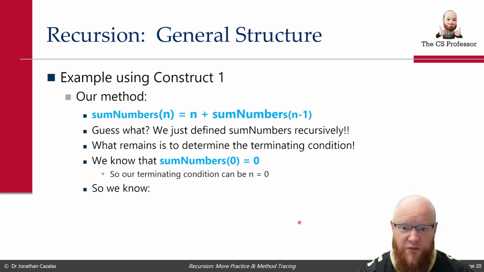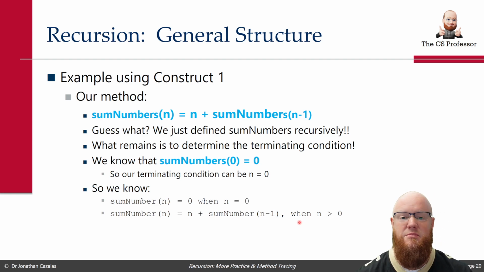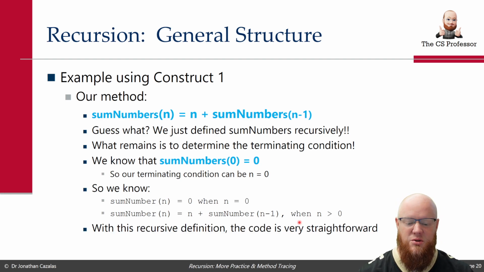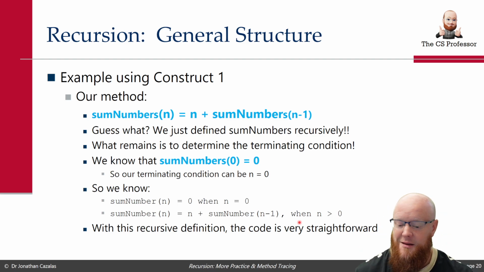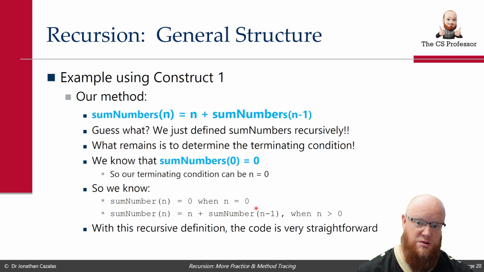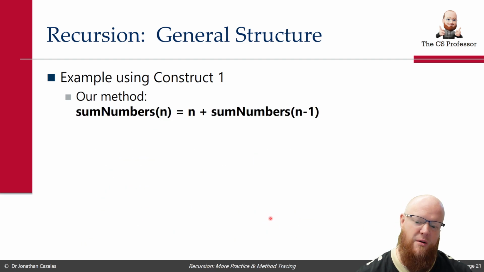So here's our final recursive definition. We say sum numbers of n is 0 as long as n is 0. Otherwise, sum numbers of n is really n plus sum numbers of n minus 1. So check out, with that recursive definition clearly defined, that's the hardest part, that recursive thinking, that's really the code. We're going to say if n is 0, return 0, else return n plus sum numbers of n minus 1. It really comes directly from the definition.